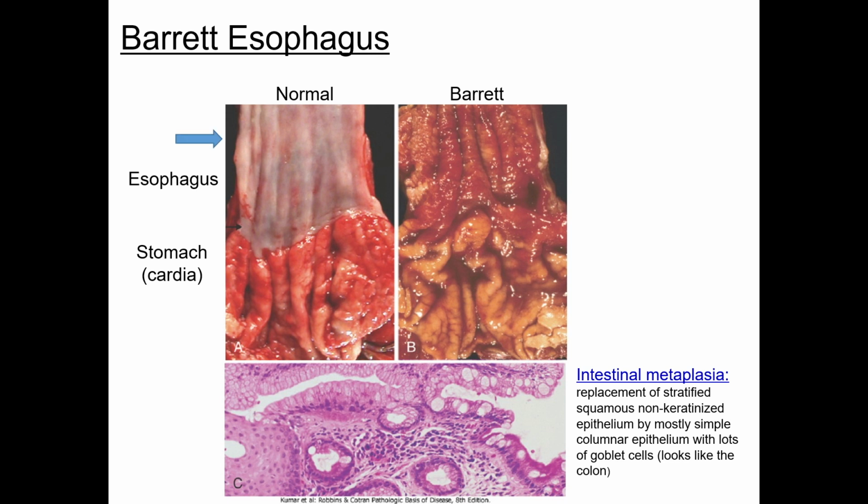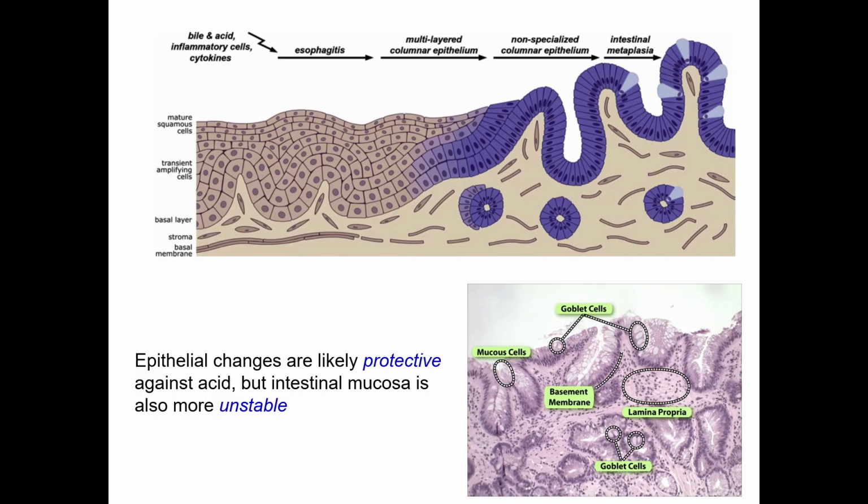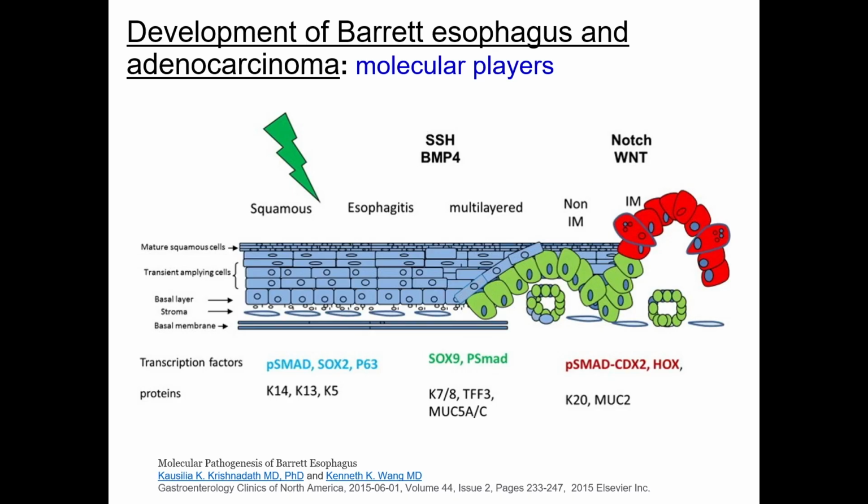On the left, you can see the normal appearance of the esophagus and stomach, while the right panel shows the appearance of the esophagus now resembles the stomach. The bottom panel highlights the large number of goblet cells. These changes are thought to be protective, but under repeated assault and damage, the changes can lead to an unstable epithelium and eventually adenocarcinoma. There are a number of genes now known to be involved in this metaplasia, genes that are normally involved in the cell cycle and in normal cell differentiation.